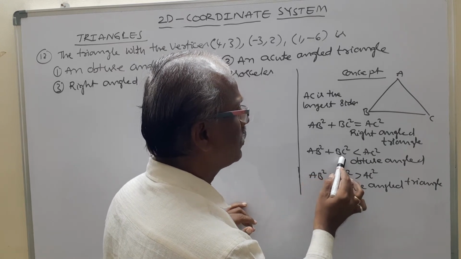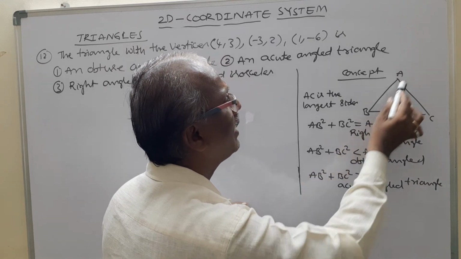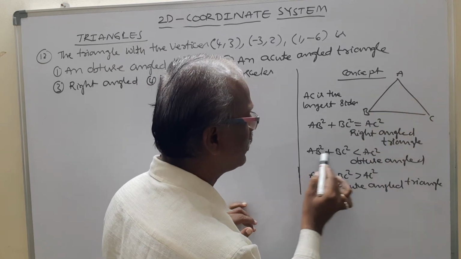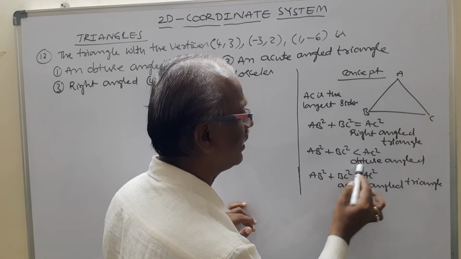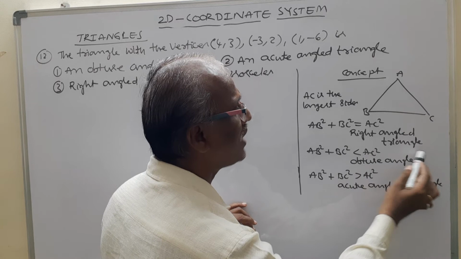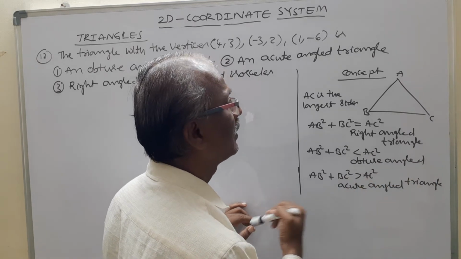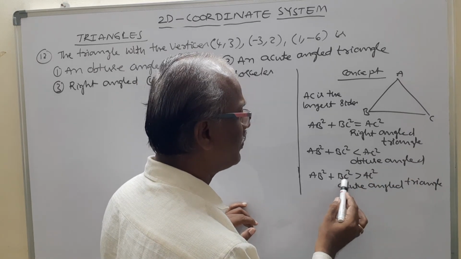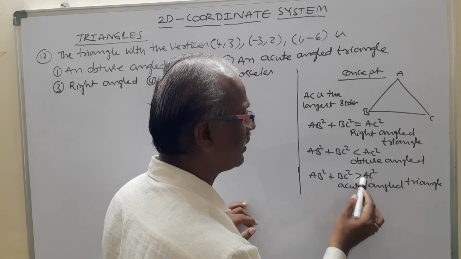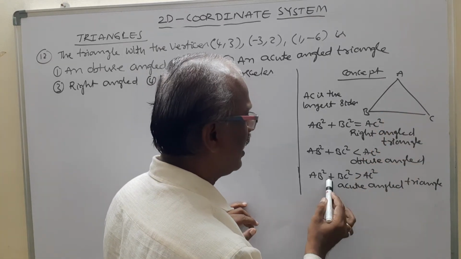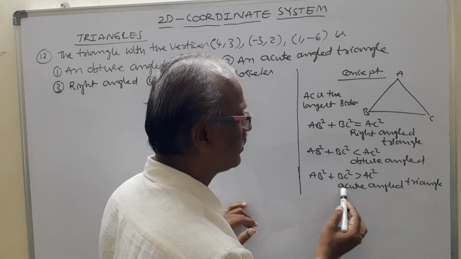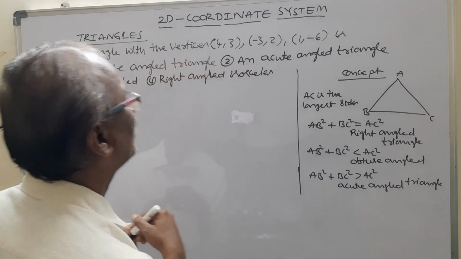If AB square plus BC square is less than AC square, comparing with the longest side, then the triangle is an obtuse angle triangle. Suppose AB square plus BC square is greater than AC square, where AC is the longest side, then it is an acute angle triangle.